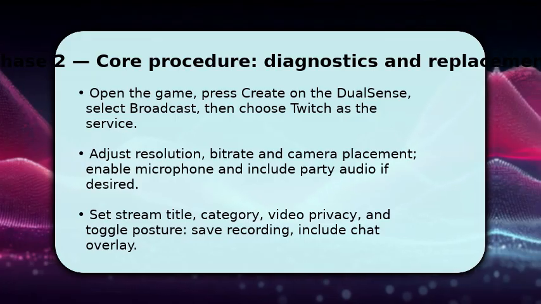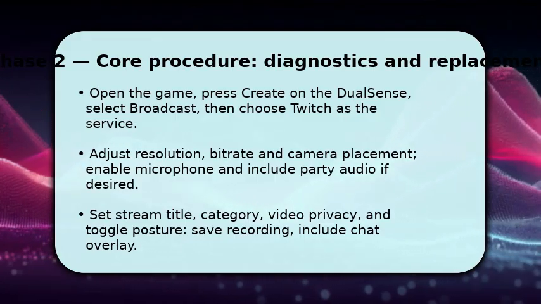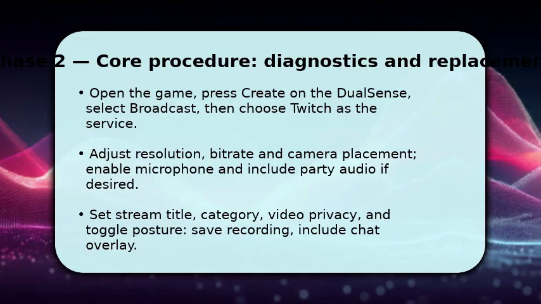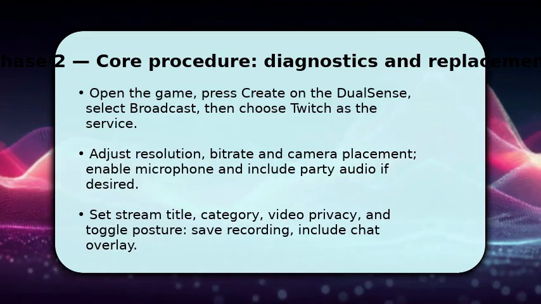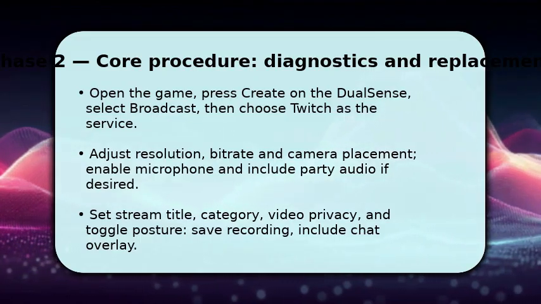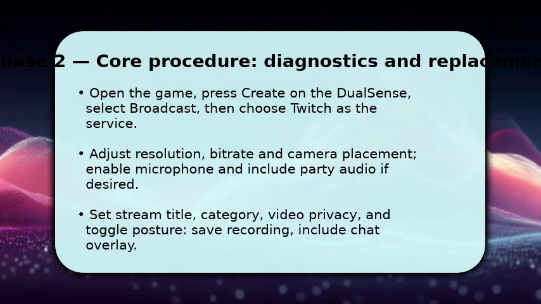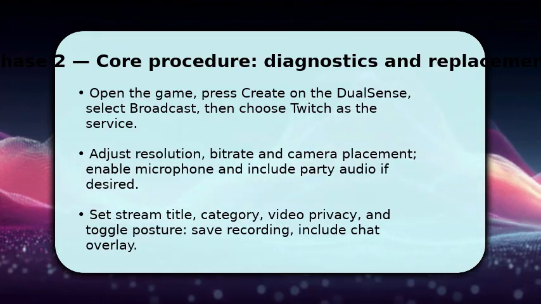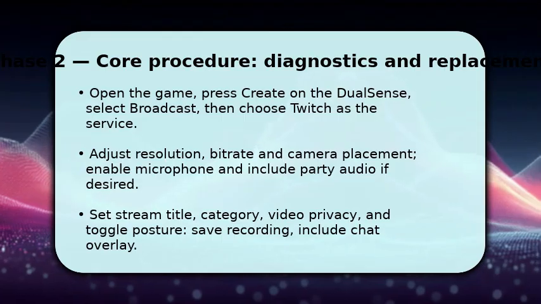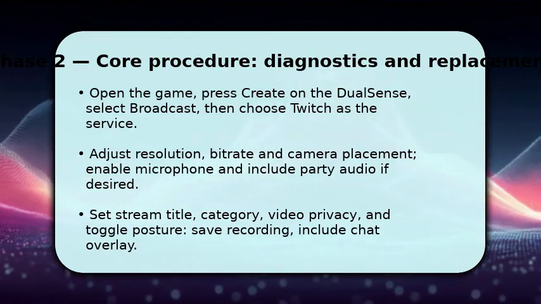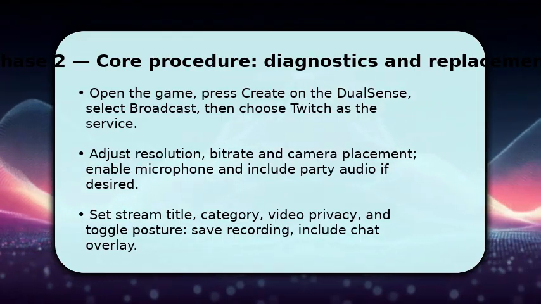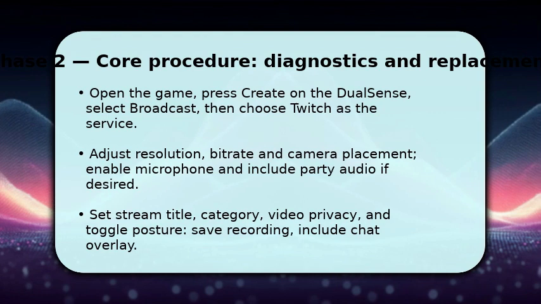Now adjust video settings. Select resolution and bitrate based on your upload speed, position the camera, and toggle mic and party audio so viewers hear both game and commentary. Next, enter a clear stream title and appropriate category, enable chat overlay if you want messages on screen, and decide whether to save local recordings for highlights afterward.